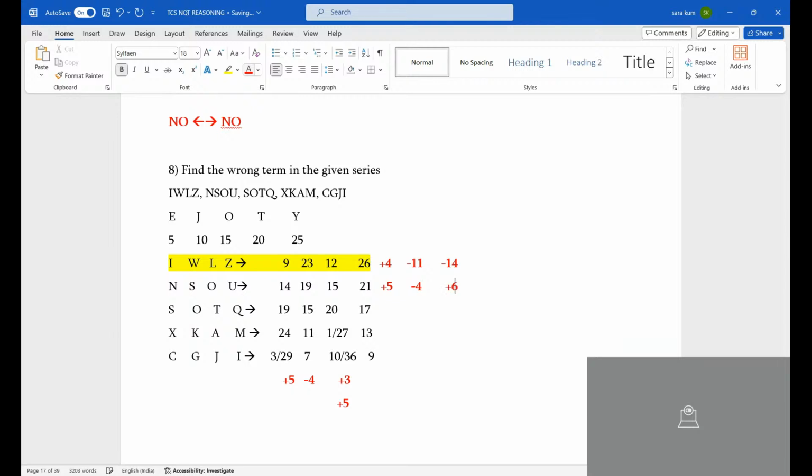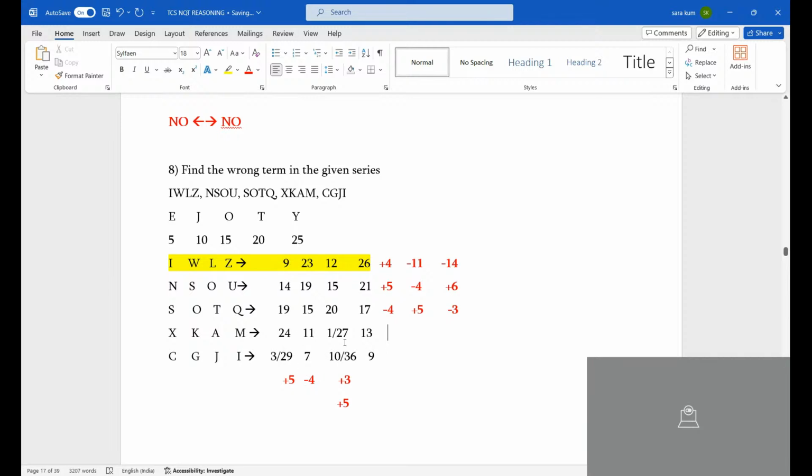There is plus 6. So you can see there is no particular pattern here. From 19 to 15, it is minus 4. 15 to 20, it is plus 5. And 20 to 17, it is minus 3. So there is no particular pattern at all for this. That is why you had to look at it column wise for this question.